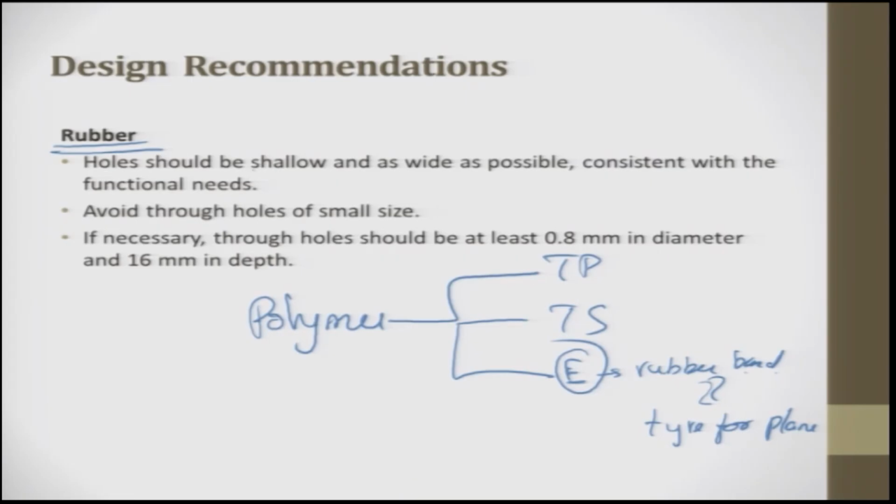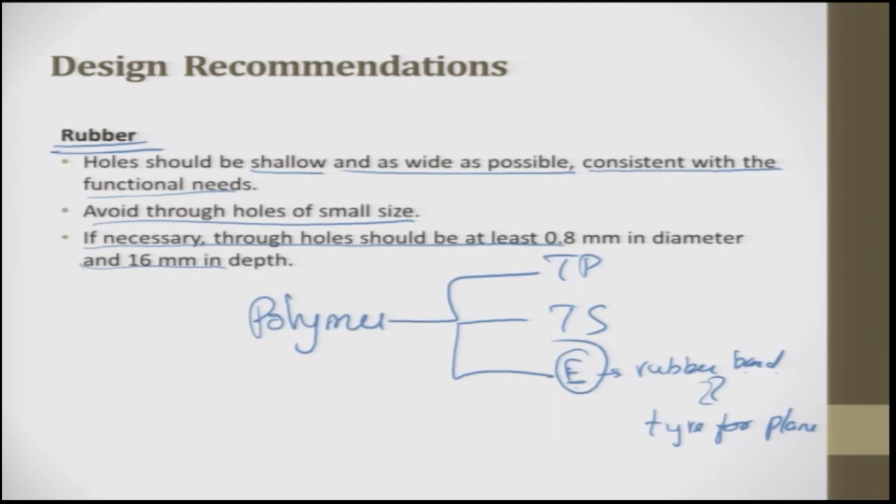So, the hole should be shallow and should be as wide as possible, consistent with the functional need. Avoid through hole for small surface. If necessary, through hole should be at least 0.8 millimeter in diameter, and it can go up to 16 millimeter in depth. So, I have just put all those because we had a recent experience of drilling of rubber. So, we have just put those examples, and this is also taken from literature.